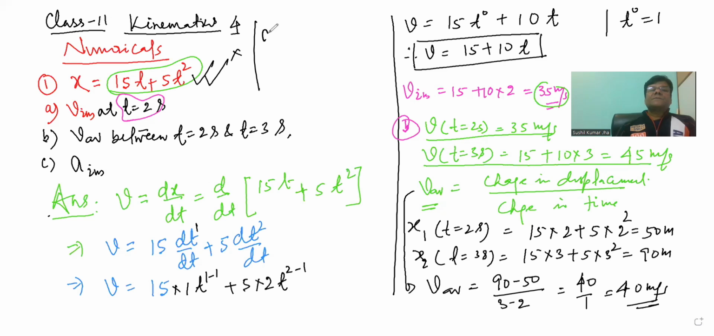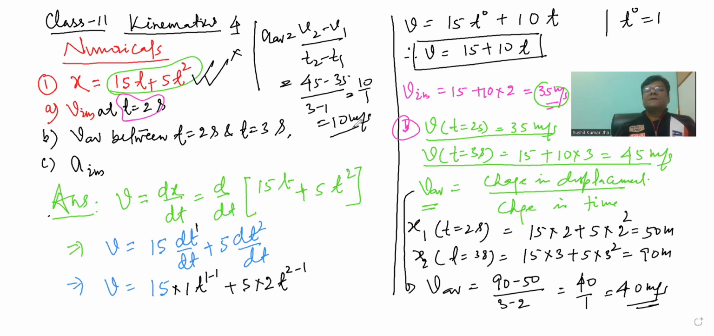So average acceleration can be change in velocity, which is v2 minus v1 divided by t2 minus t1. So it will be 45 minus 35, divided by time, 3 minus 1. So it becomes 10 upon 1. So it is 10 meter per second square, average acceleration. This way we can solve this question. Now let us see something different.